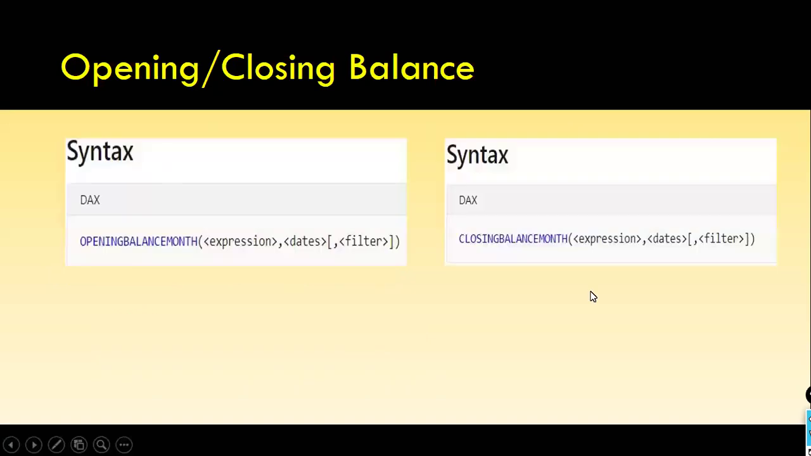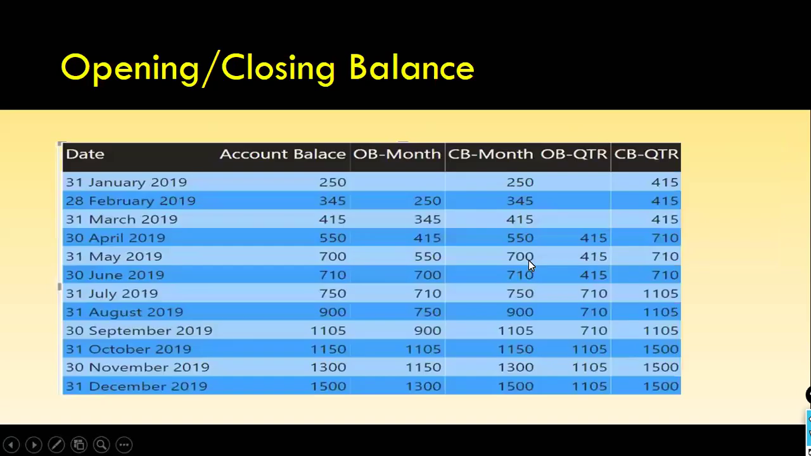So these are the functions: opening balance month, closing balance month. These are the DAX functions that are readily available to complete the opening balance and closing balance. For example, on 31st January 2013, in my savings account, the balance was 250. So this is when I started my account. On that day, my balance was 250. And for this month, January, what is the closing balance? Whatever that month's balance is, that is the closing balance, right?